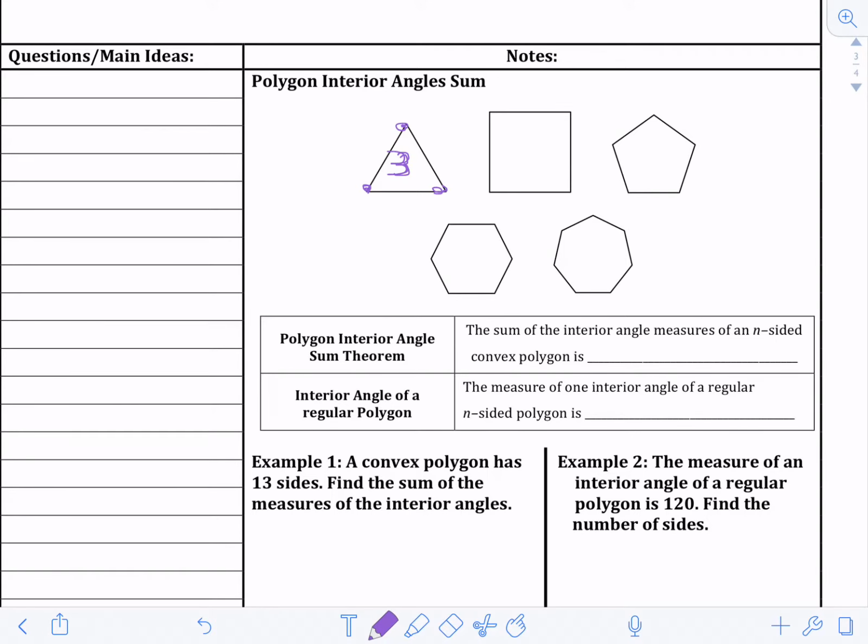Quadrilateral, that's going to be 4. And again, just so you have this on your paper, whenever I match up my vertices, we cut through 1 time. So that leaves me with 2 triangles.